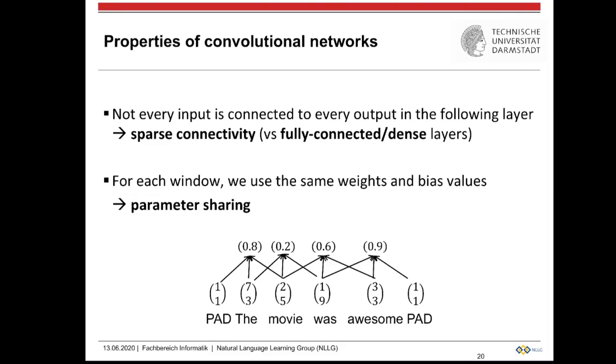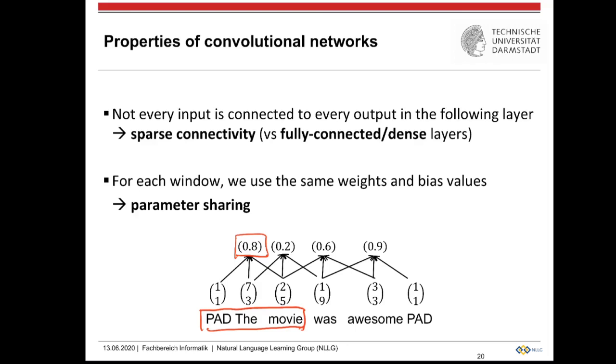Let's have a look at the properties of the convolutional networks. The first is sparse connectivity. As an example here, only the first 3 tokens are connected to the first neuron in the next layer. As for fully connected layers, every word in the previous layer is supposed to be connected to every neuron in the next layer.